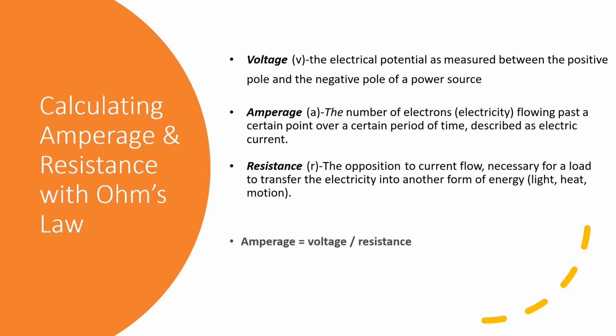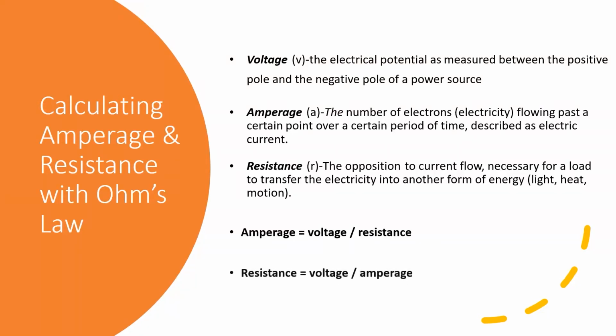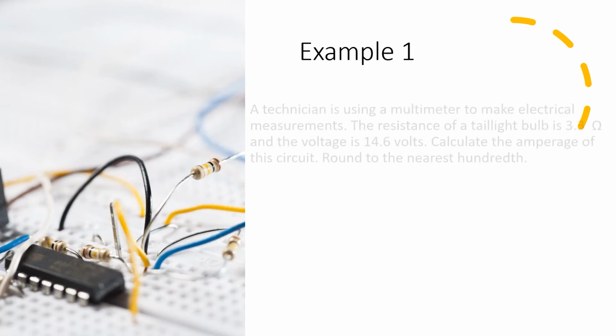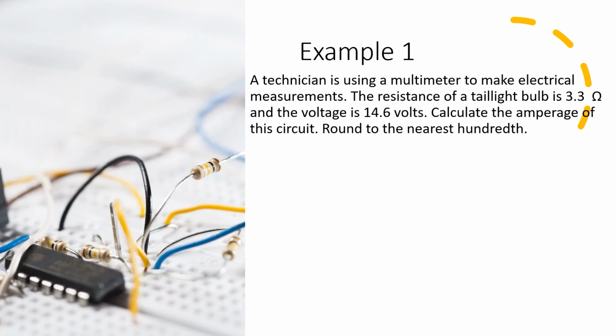To calculate amperage, we can use the formula voltage divided by resistance. To calculate resistance, we can similarly use the formula voltage divided by amperage. Let's look at how we use these in some real-world examples. In our first example, a technician is using a multimeter to make electrical measurements. The resistance of a taillight bulb is 3.3 ohms, and the voltage is 14.6 volts. Calculate the amperage of this circuit. Round to the nearest hundredth.